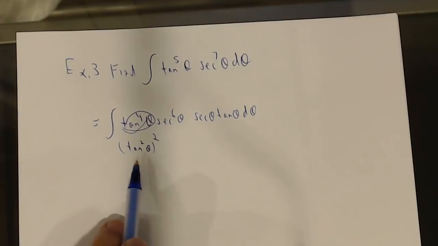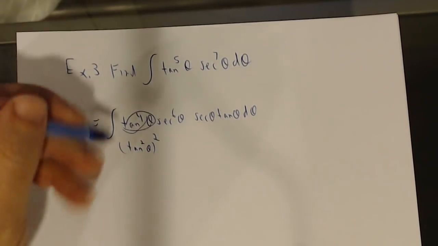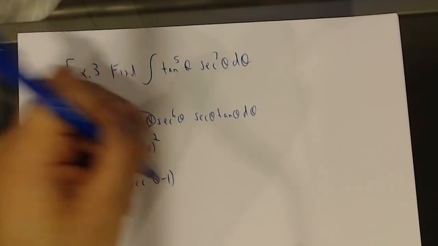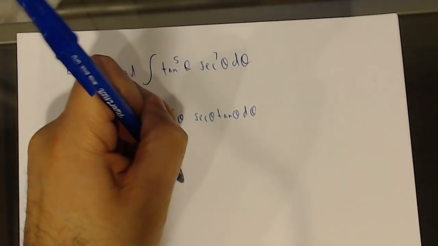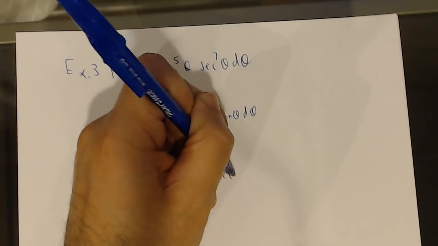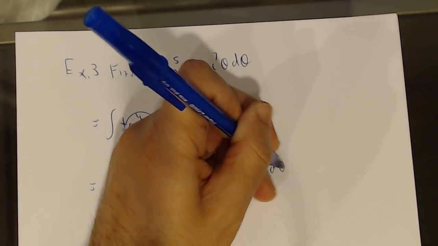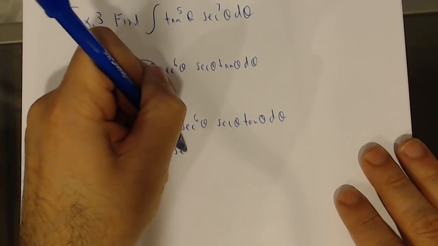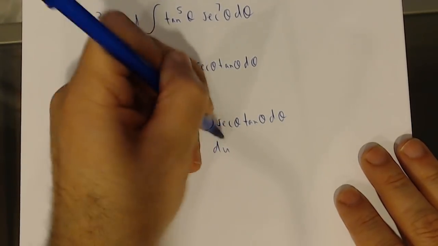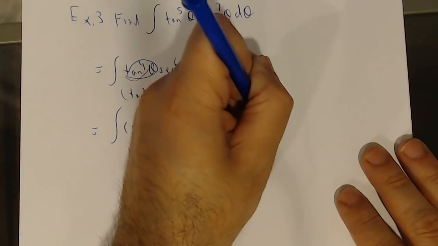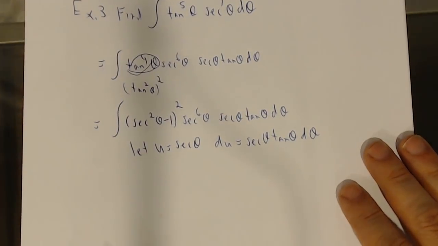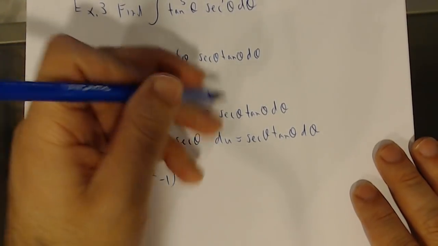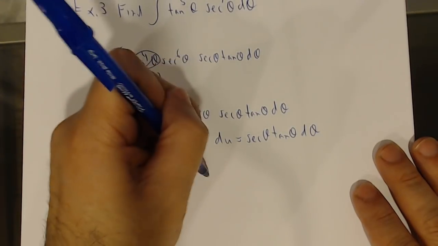And what we're going to do here is now I could replace tangent squared in terms of secant squared theta minus 1. So this becomes secant squared theta minus 1 quantity squared, secant to the sixth theta, secant theta tangent theta d theta. So now I'm ready to use u sub. So we would say let u equal secant of theta, which then du is secant theta tangent theta d theta. So now we're ready to substitute. So this becomes u squared minus 1 quantity squared times u to the sixth and then du.